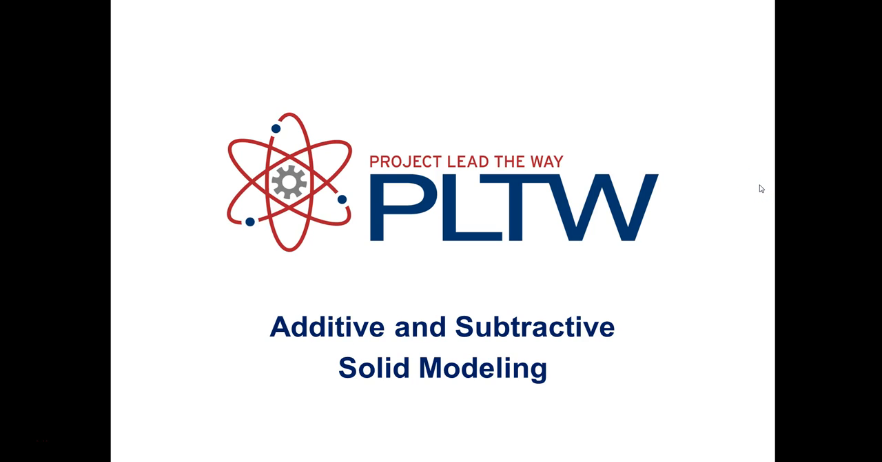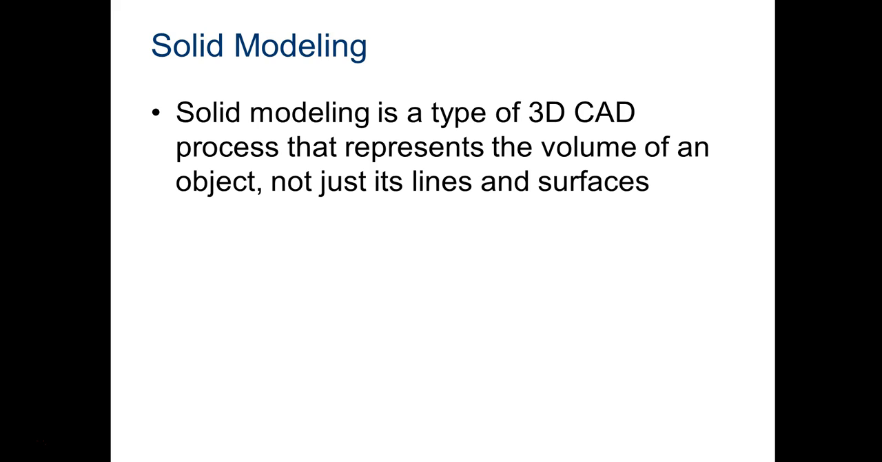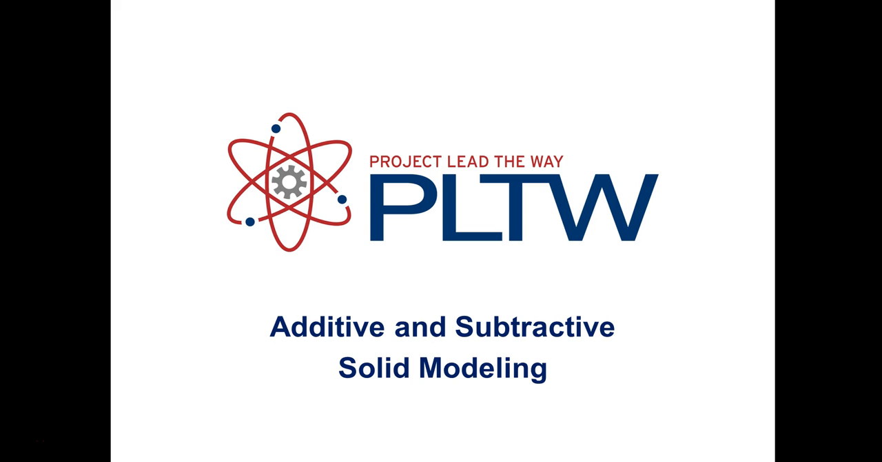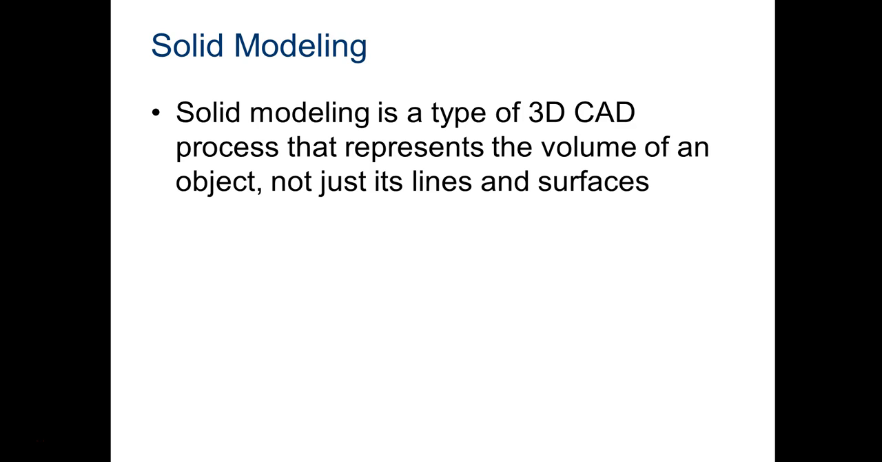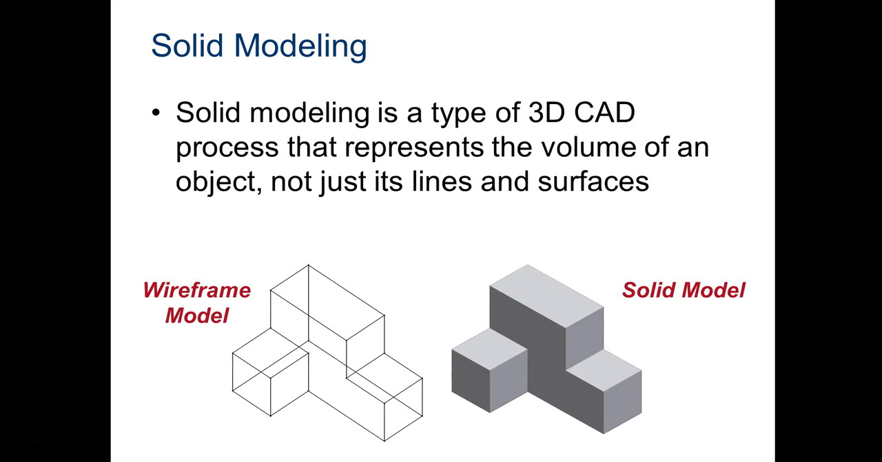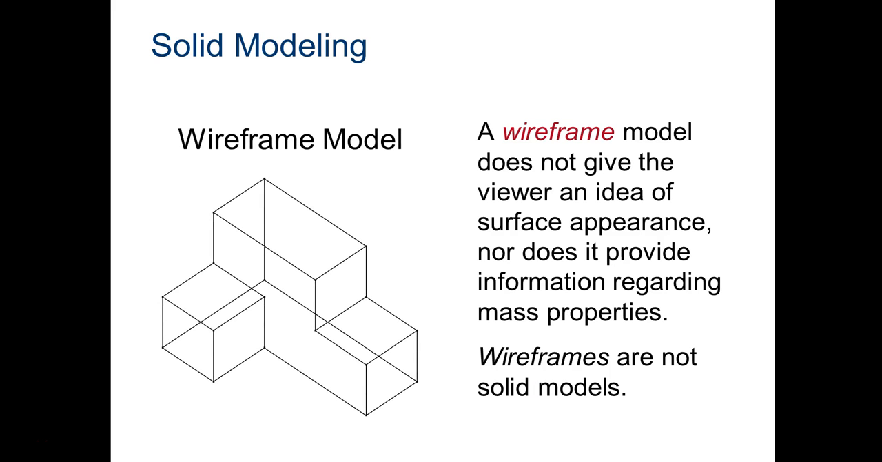In your last video lesson, you learned how to make a 3D part using solid modeling in the subtractive solid modeling method. Solid modeling is a type of 3D CAD process that represents the volume of an object, not just its lines and surfaces. There are two types of models that we're looking at right here, wireframe and solid. A wireframe does not give the viewer an idea of the surface appearance, nor does it provide information regarding properties.